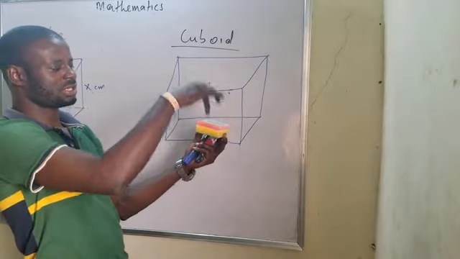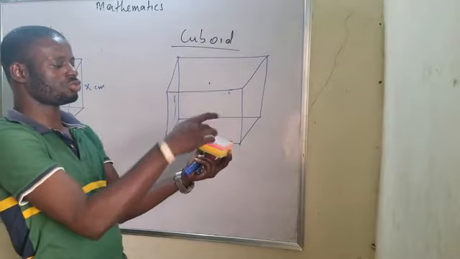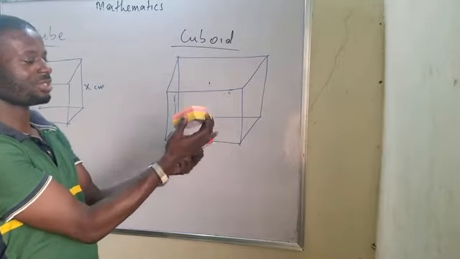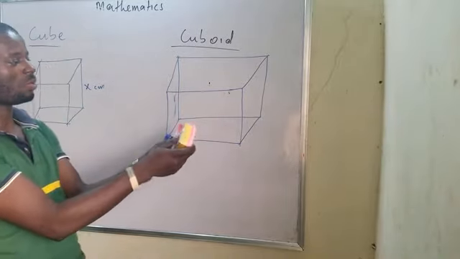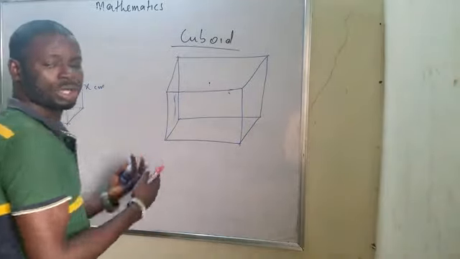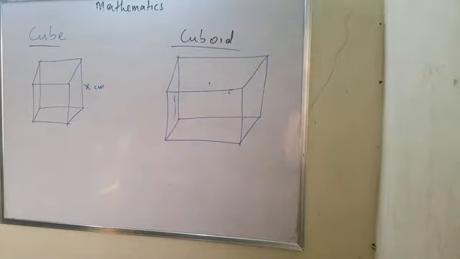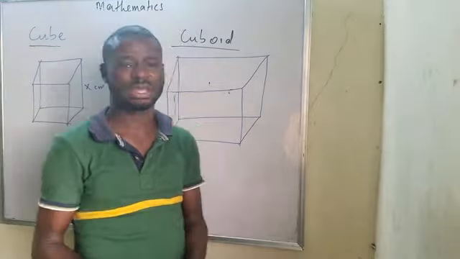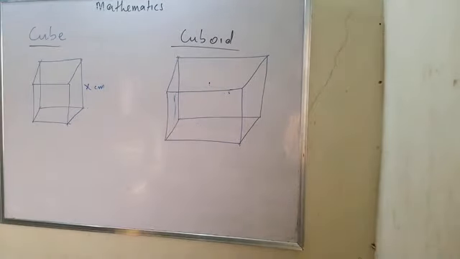You know, this is 1, 2, 3, 4, 5, 6. Can you see? We have 6. That is a cuboid. Now, a cubic is just like a sugar case. The sugar case is one of the cubics we are referring to.